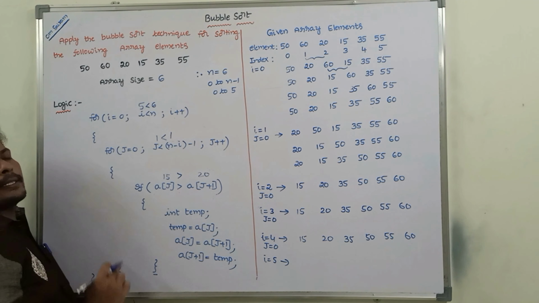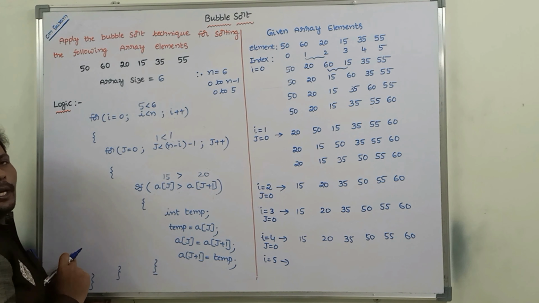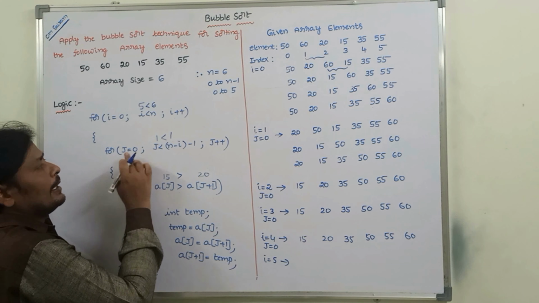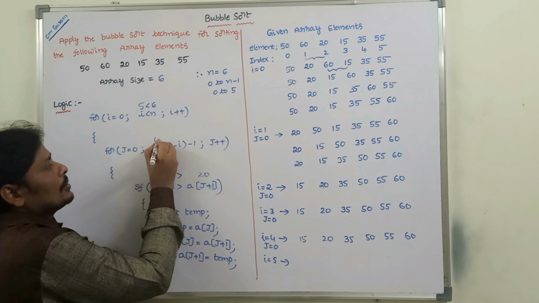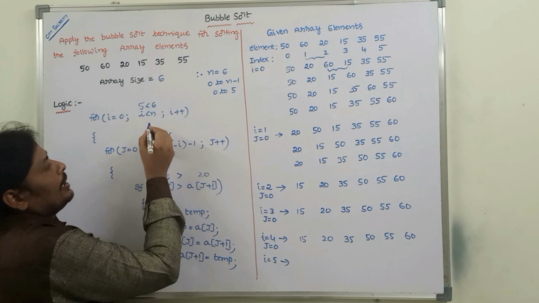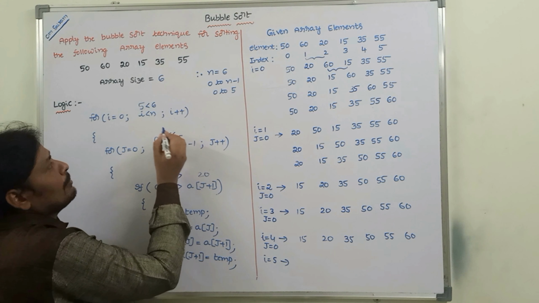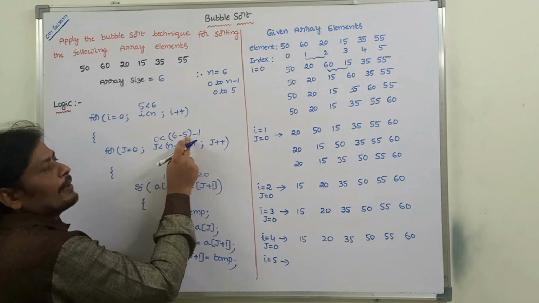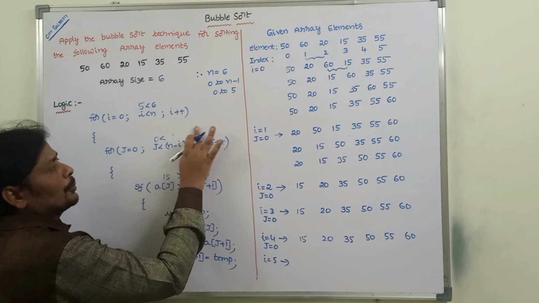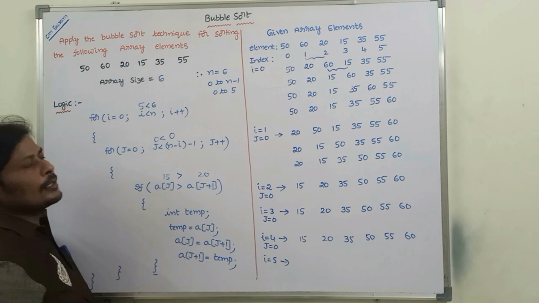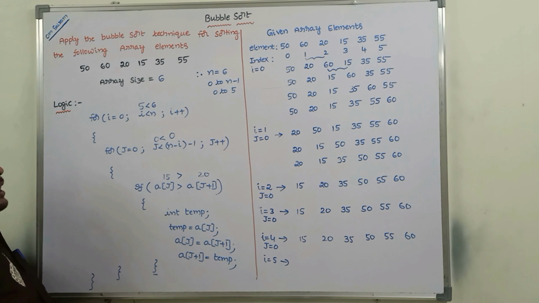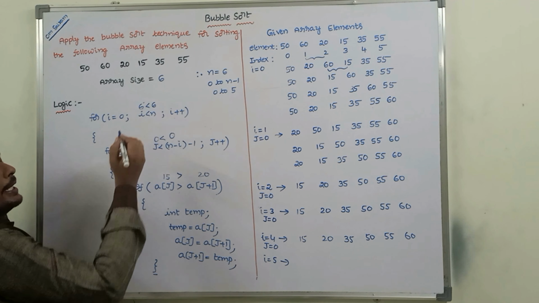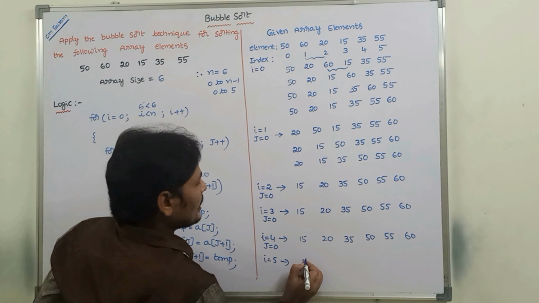5 less than 6, condition true. The control goes to the body of the outer for loop. In that body another for loop is there, for j is equal to 0, 0 less than n minus i. So 6 minus i value 5, 6 minus 5 minus 1. 6 minus 5 is 1, 1 minus 1 that is 0. So 0 less than 0, condition false. Again the control goes to the outer for loop. Now i value is incremented. Previous i value is 5.